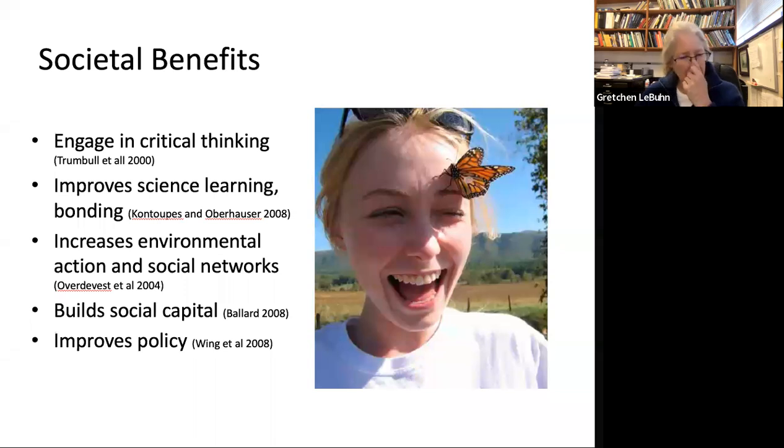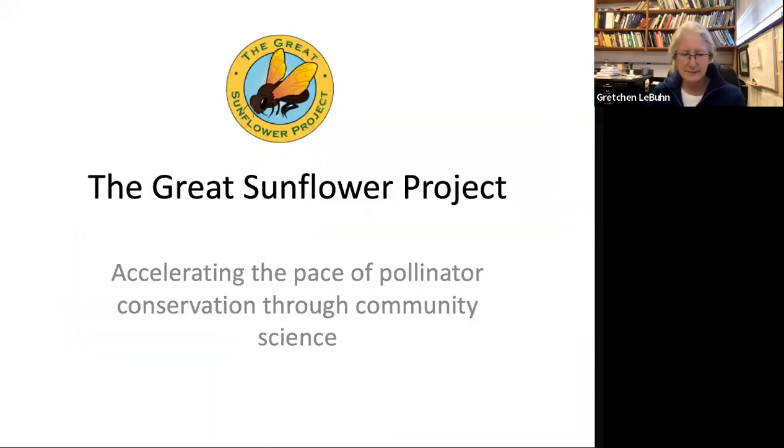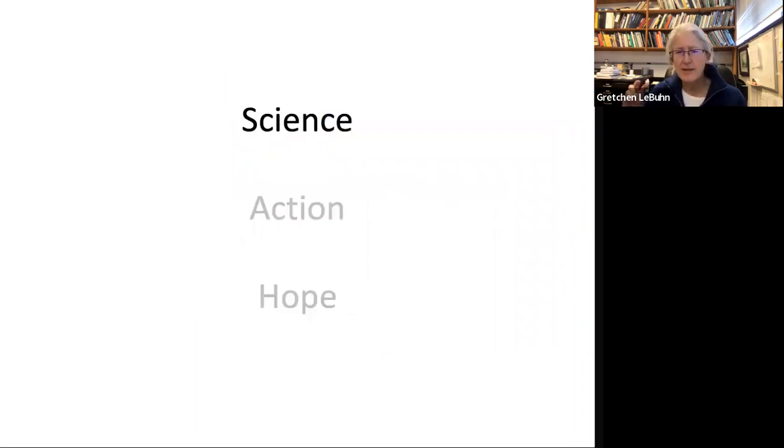So with that background, I want to tell you about my community science project, the Great Sunflower Project. This is a project that I launched back in 2008, and it's really focused on how do we accelerate the pace of pollinator conservation through community science, and in particular, how do we identify those areas where we need to do conservation on pollinators. So I'm going to break this down into 3 things. I'm going to talk a little bit about the science, then I'm going to talk about action, and sort of wrap up with a little bit of hope.